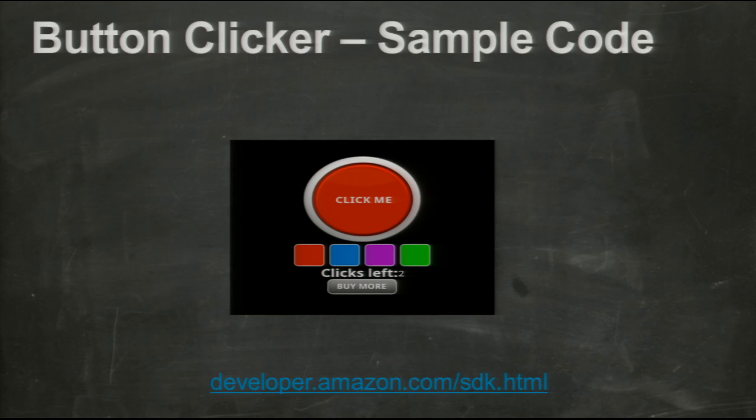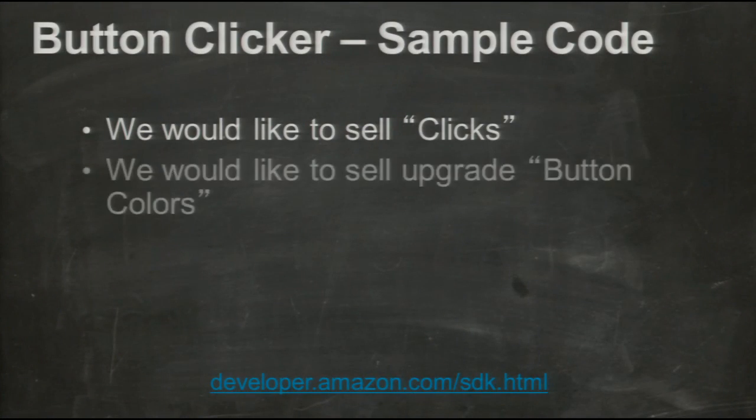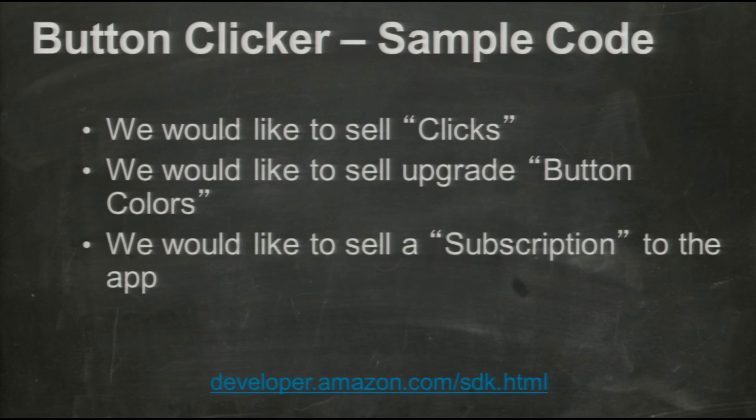Again, you can download the sample code for button clicker by going to developer.amazon.com/sdk.html. Okay? So let's take a look at what we would actually like to do. Well, we want to be able to sell clicks in our app. We want to be able to upgrade our button colors, and we want to be able to subscribe to the app, just so that we can test out what subscriptions look like. Okay?